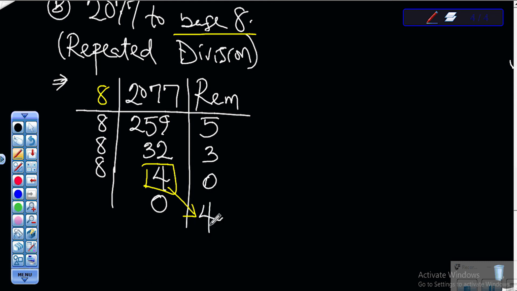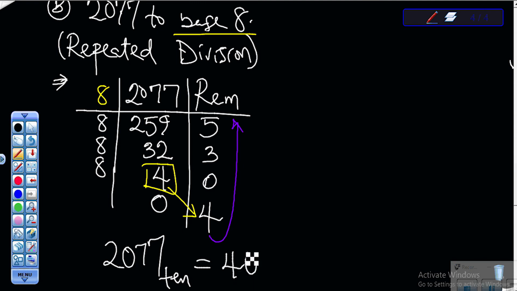So what are we trying to say here? You have to write it from the baseline, from this 4 down to 5. So you write it from 4 down to 5, which means 2077 in base 10 is the same thing as 4035 in base 8. So that is the idea of conversion. I believe I reminded you very well of how to convert.